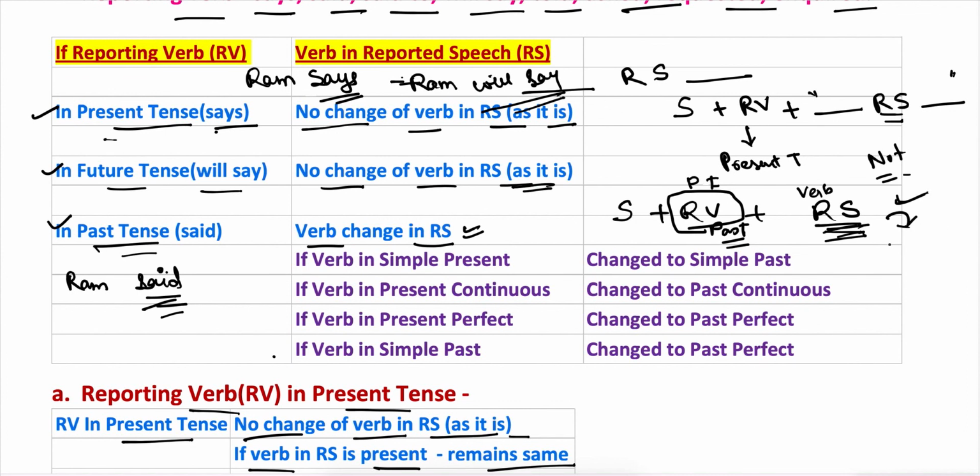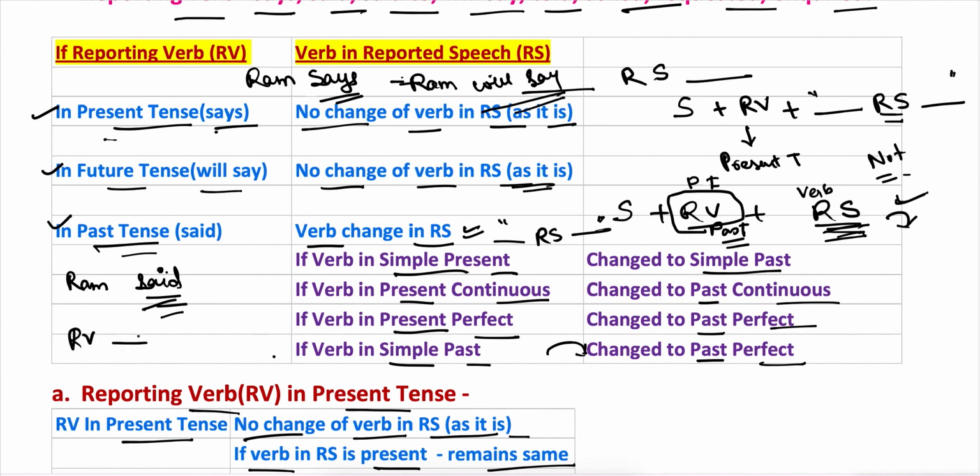How will it change? If the verb in the reported speech is in simple present, it changes to simple past. If it is in present continuous, it will change to past continuous. If it is in present perfect, it will change to past perfect. If it is in simple past, then it will change to past perfect. So these are the four cases when the reporting verb is in past. So let's see them.